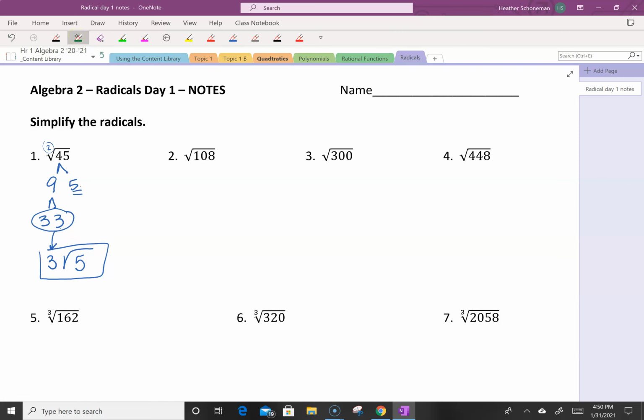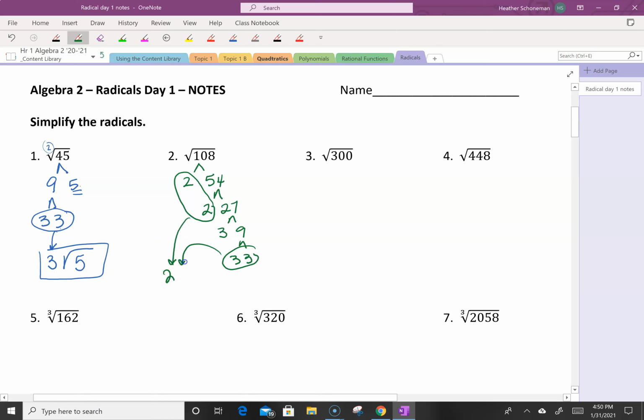All right, let's try this again on number 2, 108. I don't know what goes into 108, but I know it's even. So if I divide it by 2, I get 2 and 54. 54 is even, so I get 2 and 27. 27 is not even, but I can do 3 and 9 and 3 and 3. So again, I'm looking for pairs. Each pair represents one number outside of the radical. Anything not circled goes back underneath. So my final answer is 6 square root 3.